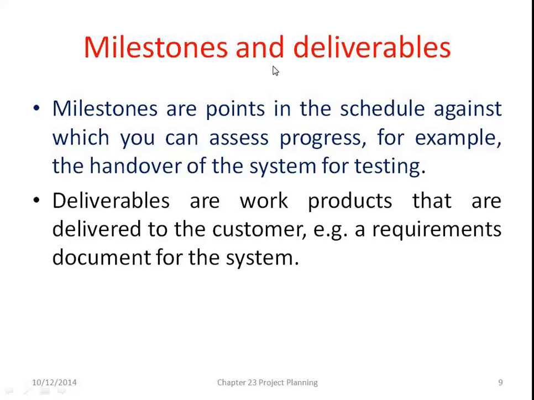Milestones and deliverables. What do you mean by milestone? Milestones are the points in the schedule against which you can assess the progress of the work. For example, handover of the system for testing. Deliverables are work products that are delivered to the customer. For example, requirements documents for the system.